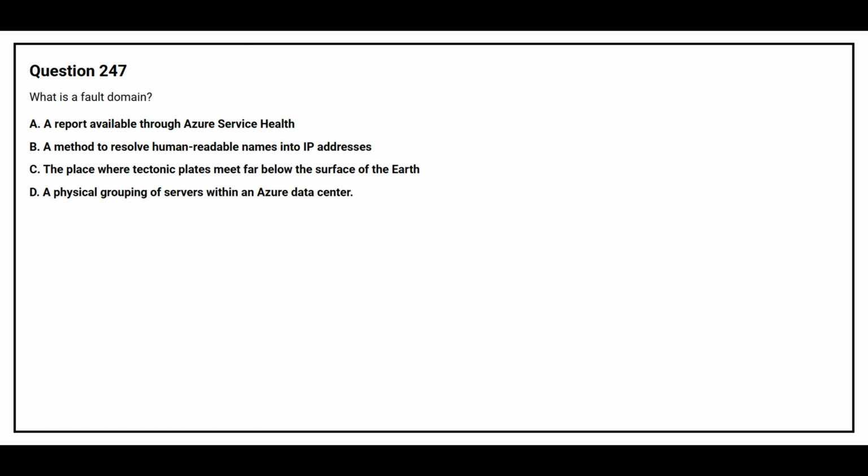Question number 247. What is a fault domain? Option A, a report available through Azure Service Health. Option B, a method to resolve human-readable names into IP addresses. Option C, the place where tectonic plates meet far below the surface of the Earth. Option D, a physical grouping of servers within an Azure data center. The correct answer is option D, a physical grouping of servers within an Azure data center.